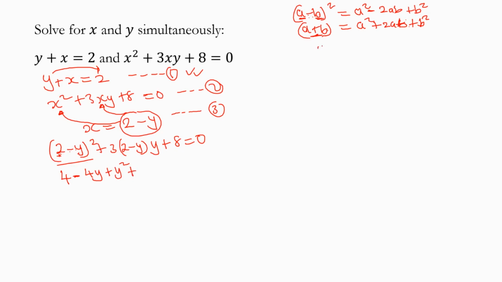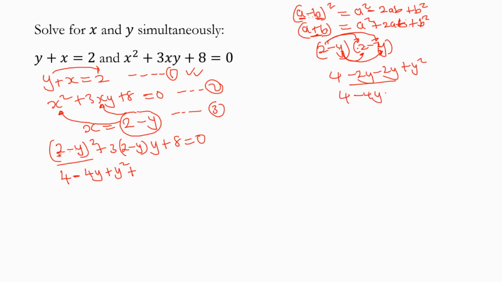Right, let me show you something. You can also do the long way. 2 minus y squared is equal to 2 minus y times 2 minus y. Right, so you distribute 2 then distribute negative y there. So 2 times 2 is 4. 2 times negative y, negative 2y. Negative y times 2, negative 2y. Negative y times negative y is positive y squared. Then negative 2y minus 2y is negative 4y. So it's 4 minus 4y plus y squared. You see that? Okay, so you're getting that.